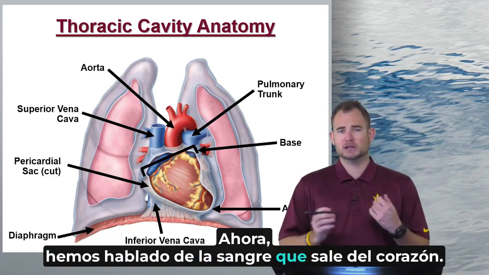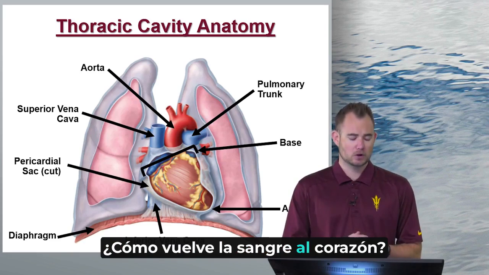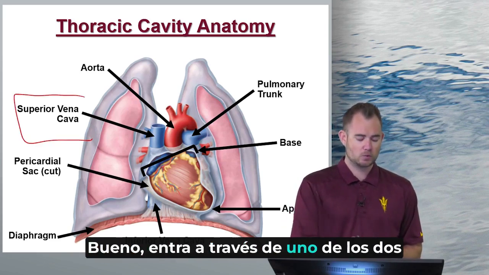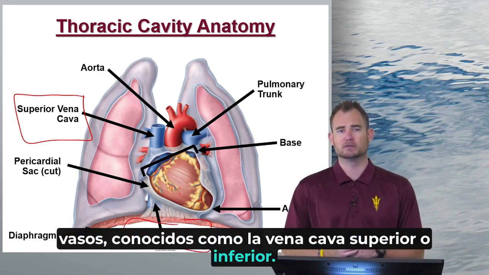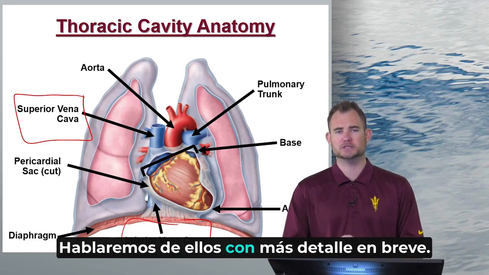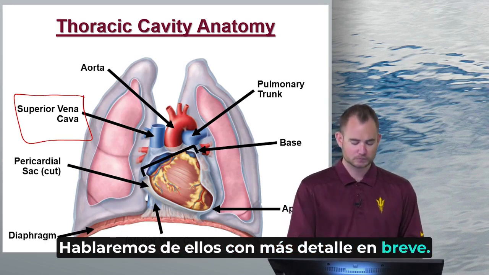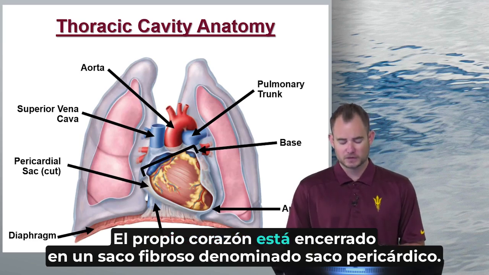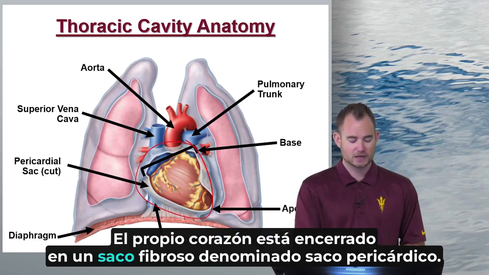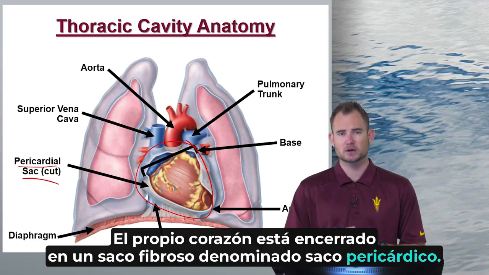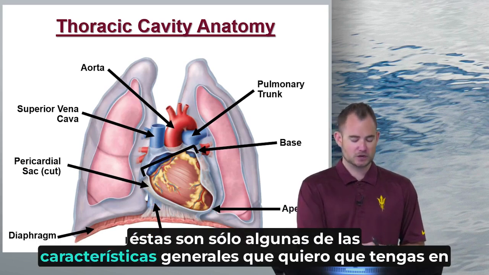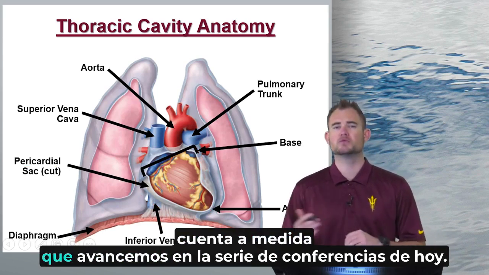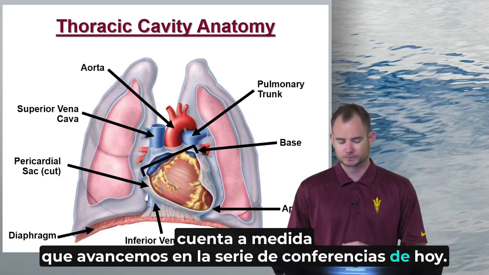Now, we've talked about blood leaving the heart. How does blood get back into the heart? Well, it enters through one of two vessels known as either the superior or inferior vena cava. We'll talk about those in a little more detail very shortly. The heart itself is enclosed in a fibrous sac known as the pericardial sac. We'll talk about this again in just a little bit. But these are just some of the general features that I want you to be aware of as we move forward in today's lecture series.